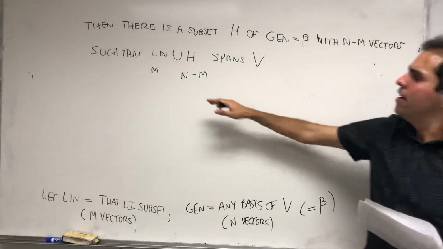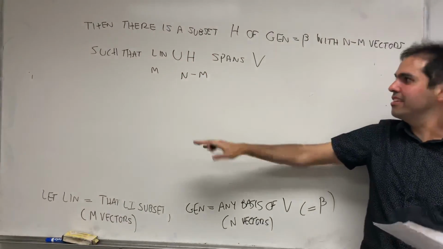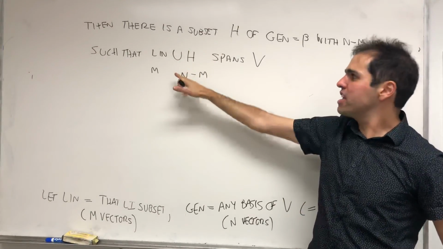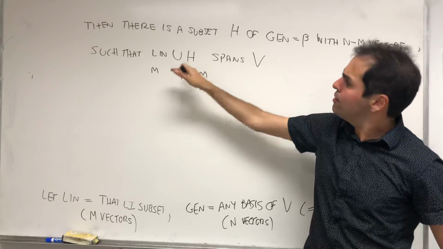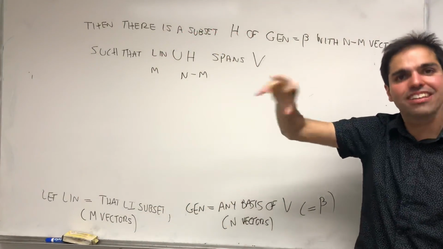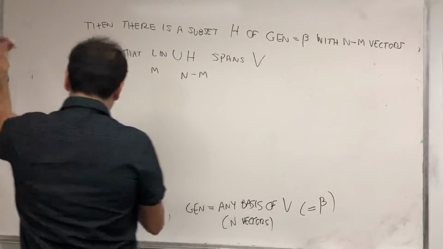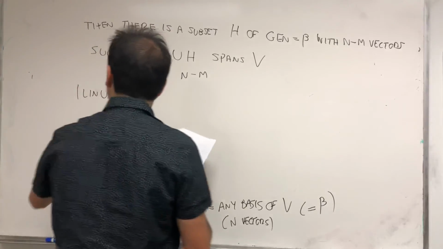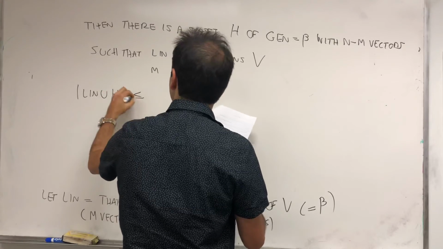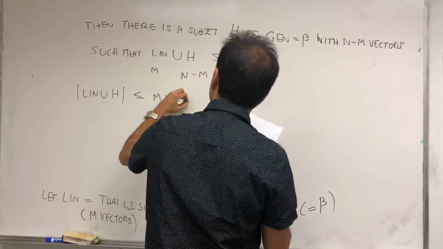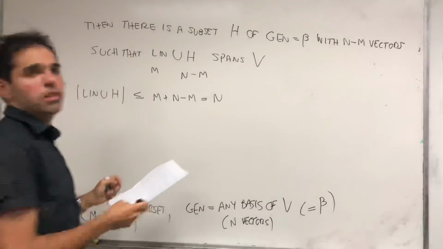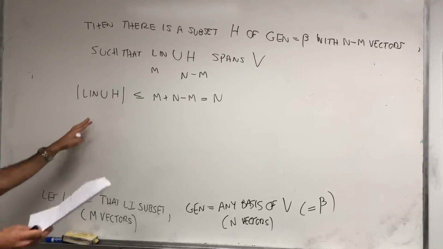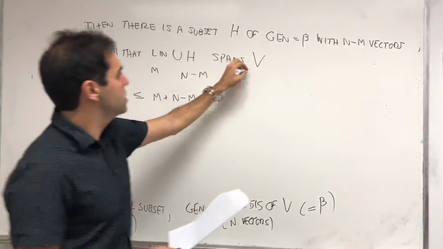Now, it's possible there's some redundancy. If there is none, it would have n vectors. But if there is a redundancy, then it has to be less than n. So in other words, the cardinality, or the number of elements, of L union H is less than or equal to m plus n minus m, which is n. And again, that's because sometimes there are redundancies. However, here's the thing. This set, we know it spans V.